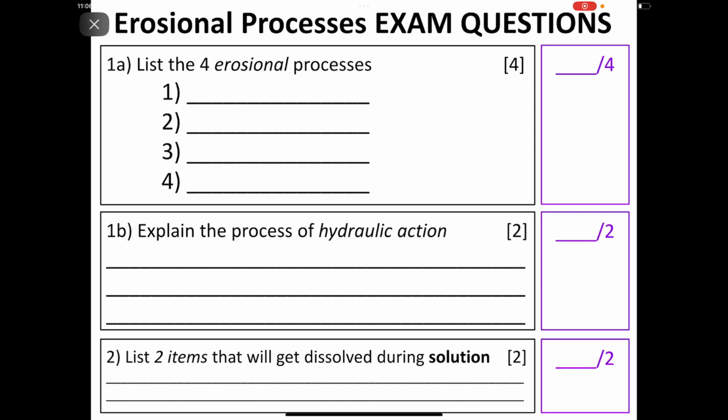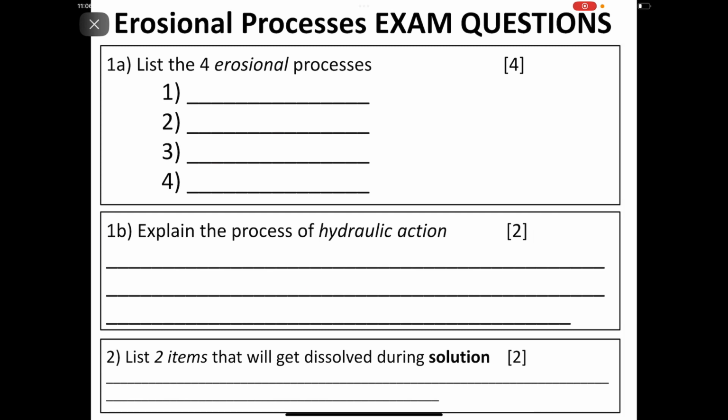Or you can just copy it down onto a piece of paper, and then these purple boxes here are for you to make any changes. And I'm going to go through them with you now. So let's take a look at these questions.